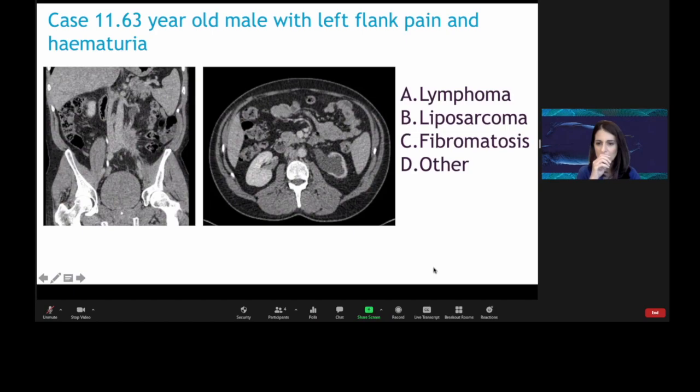Okay, so I think we've got somebody that's got a C coming through. So a lot of you think it's C, and about a quarter of you think it's D. So it is actually D. It is something else. Fibromatosis actually is quite an uncommon cause of hydronephrosis. It rarely causes hydronephrosis, is really what I'm trying to say.